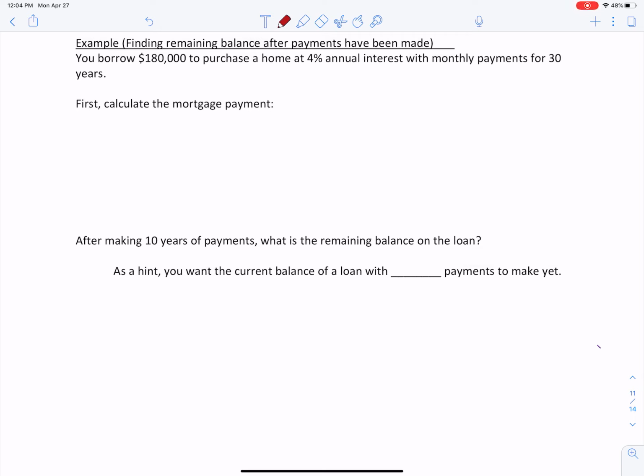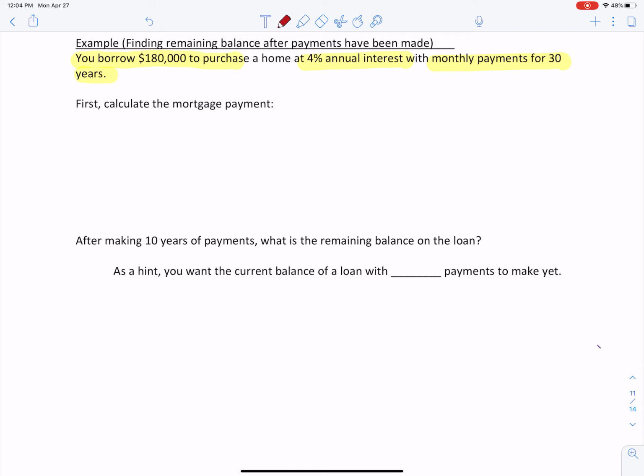Alrighty, and we're back, and what we're going to do is look at a little more of an in-depth application of installment loans and annuities. So let's say you have a mortgage where you borrowed $180,000 at 4% annual interest, and you're making monthly payments for 30 years. Right away, we notice the missing information is the payment, and we can easily find that.